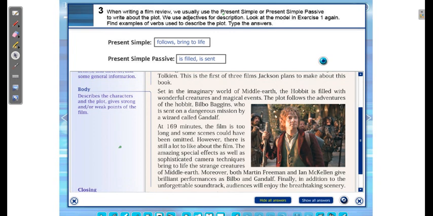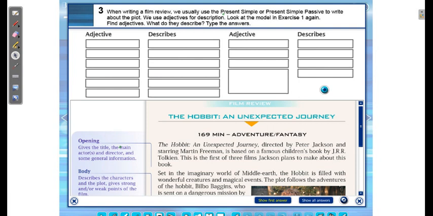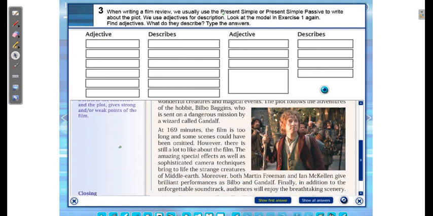Let's continue with the adjectives, for description. Where can you find adjectives? The adjective describes what? You can find wonderful and strange, and they describe what? Creatures of middle age. You can also find brilliant, and brilliant talks about what? Performances. If you go to magical, they talk about events. Then you have dangerous mission, imaginary world of Middle Earth.